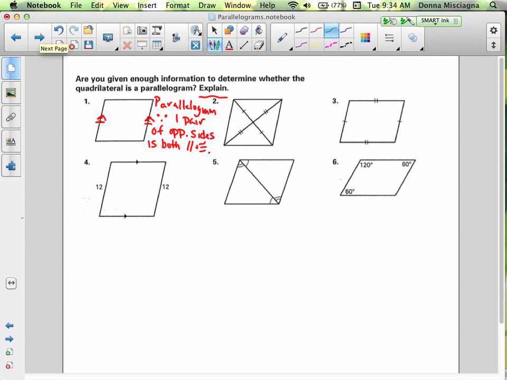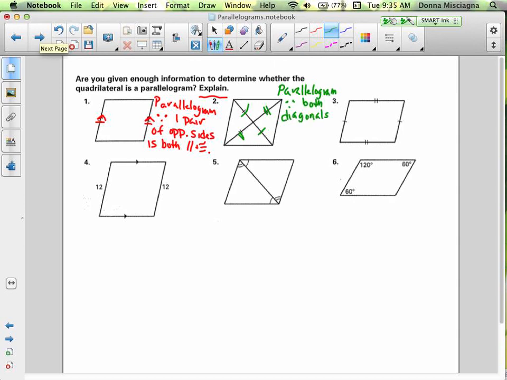Number 2, is this a parallelogram? All right, so we have this diagonal divided into two congruent parts. And we have this diagonal divided into two congruent parts. That means the diagonals bisect each other. And we just reviewed on the previous page, and learned in the last video, that this would have to be a parallelogram. This is a parallelogram because both diagonals bisect each other. And it does have to be both.